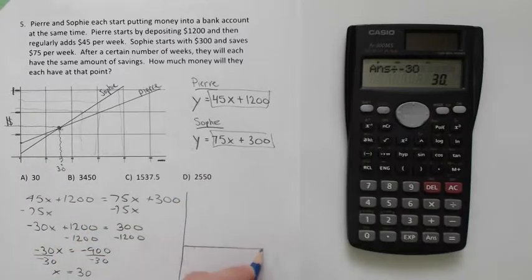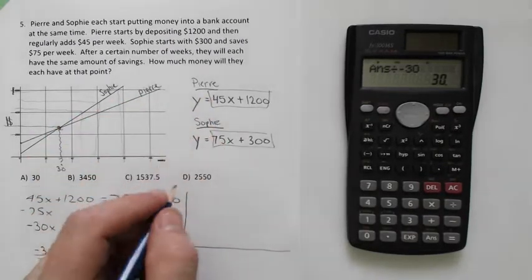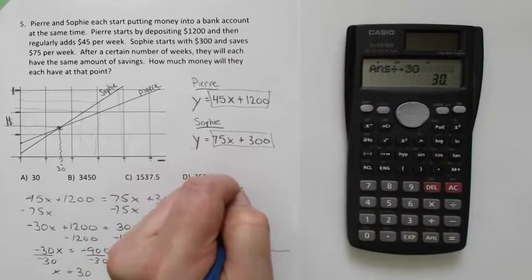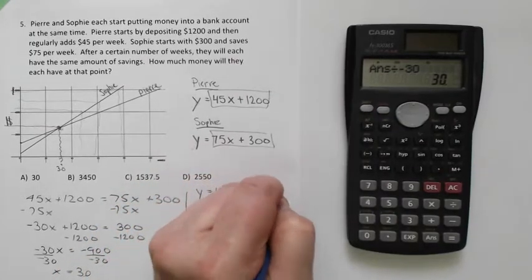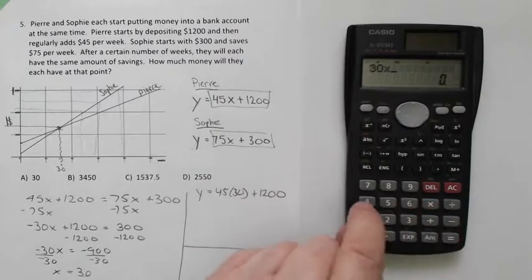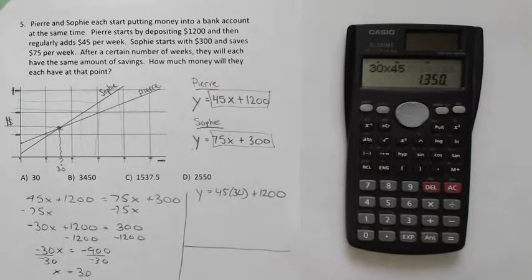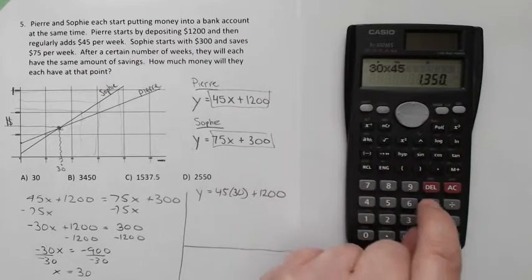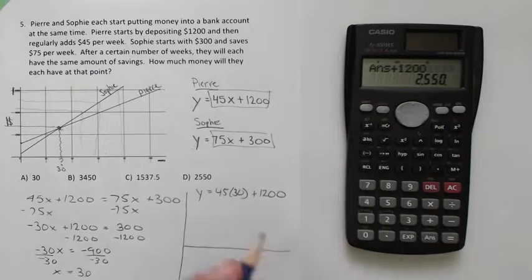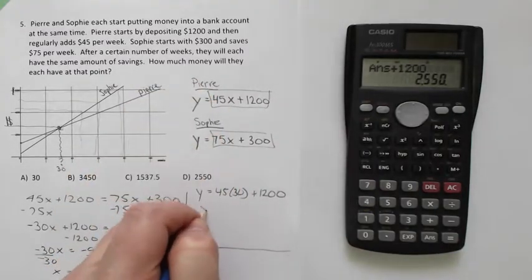Well, I can plug that 30 into Pierre's equation up here. Y is equal to 45 times 30 weeks plus that $1,200. And I'll go 30 times 45, or 45 times 30. Hit the equals. There's the savings, $1,350 plus 1,200 that he started with, and he's got $2,550.